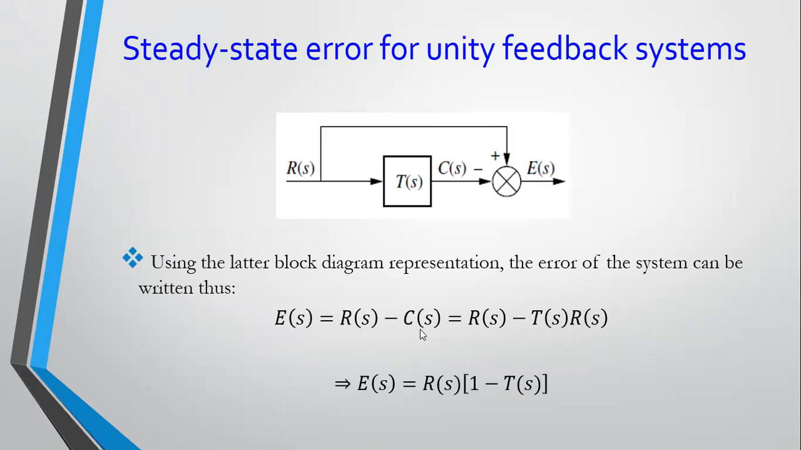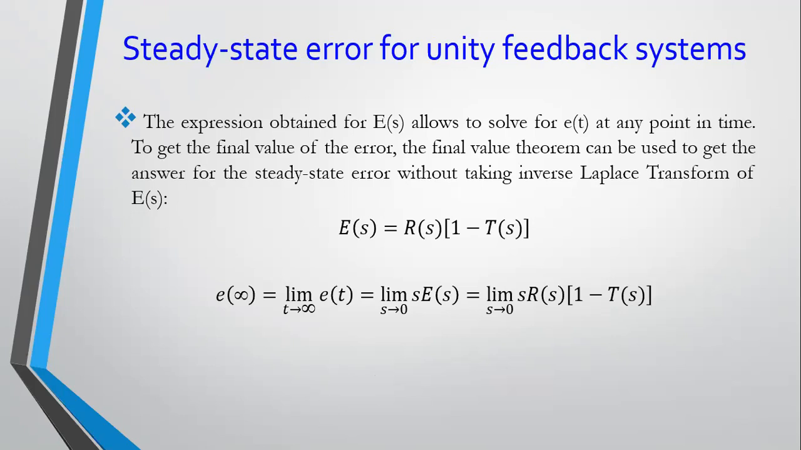Now, if we want to eliminate C from this formulation, because we want a formulation where we just have an input and a system. So this is T and the input is R. A very simple substitution: when you multiply T with R, you get C. So you can easily replace C here by TR. Then with just a bit of manipulation, you factor out one R, and you get this formulation. Ultimately, E(s) is equal to R(s) into 1 minus T(s). Very simple formulation, but this is what we're going to use to find the steady state error.